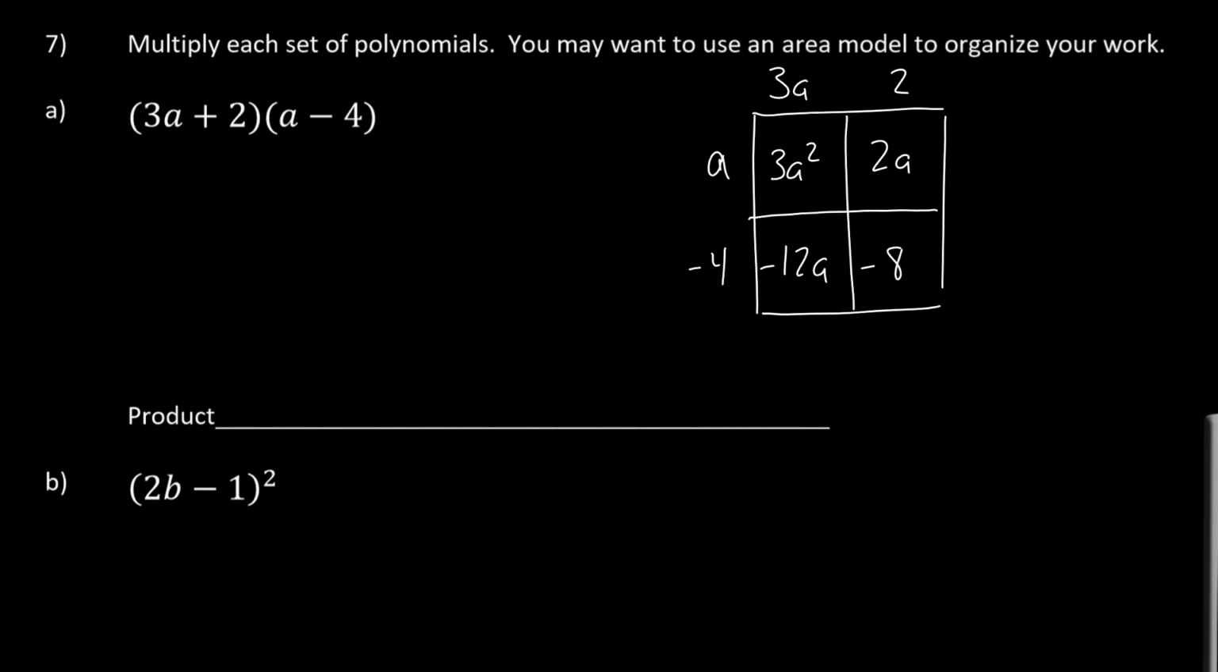So you look at all the pieces here, and my answer should be 3 times a squared. Then I've got a negative 12a plus 2a, which would give me negative 10a, and then finally I've got the negative 8. So the one thing that's kind of tricky is that we've got this binomial that I have to square.